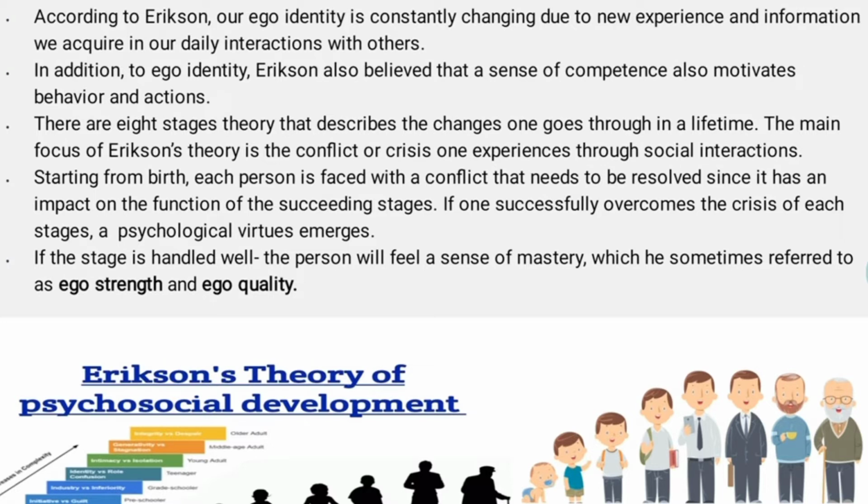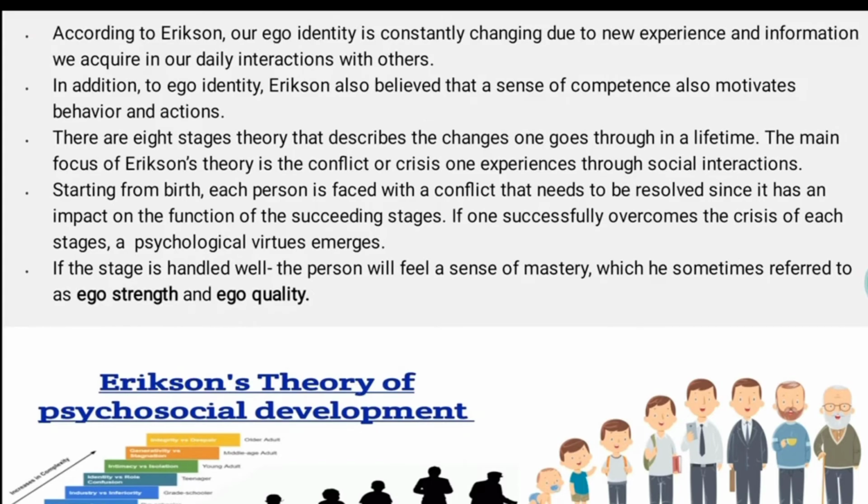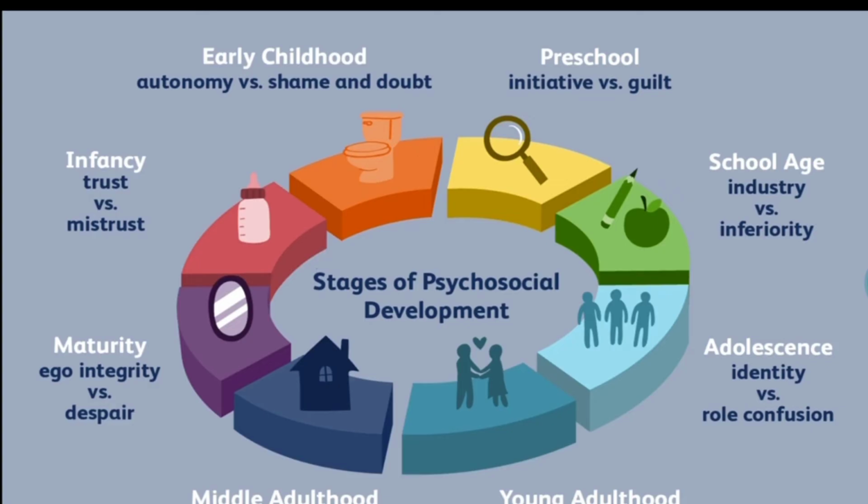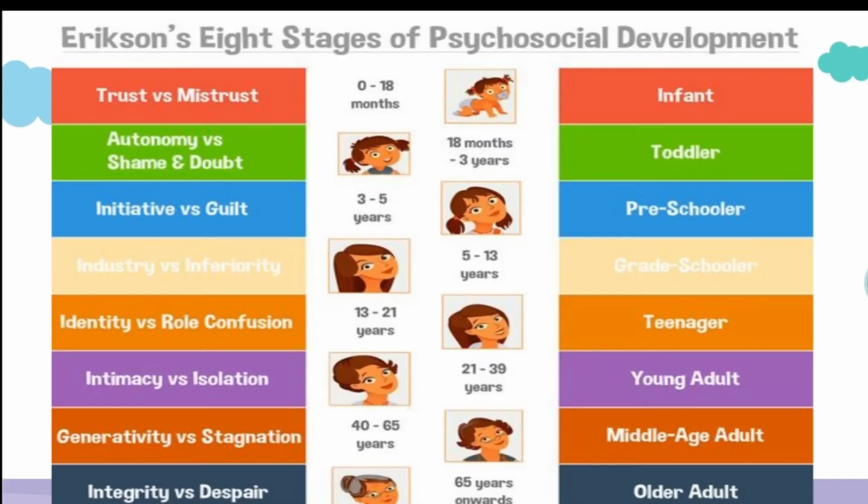So what if every stage is managed poorly? What will happen? If one of the stages that Erik Erikson described is managed poorly, the person will emerge with a sense of inadequacy, wherein the person will feel an inability to deal with situations in life. So here are some illustrations which explain Erikson's 8 stages of psychosocial development.